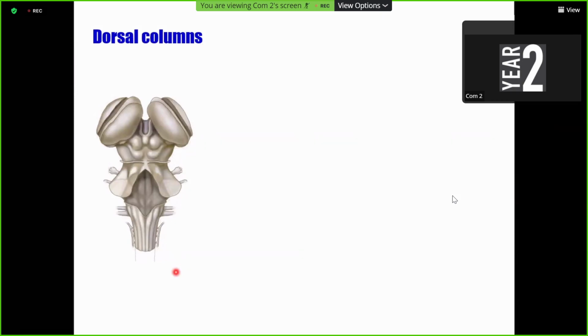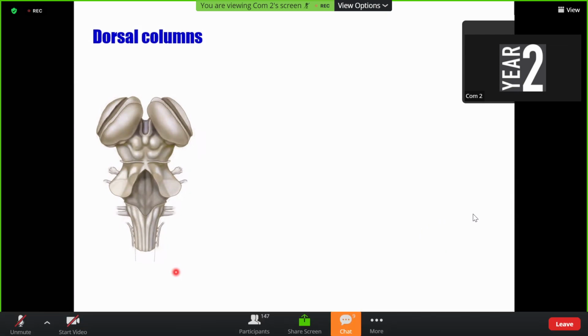What is the function of the dorsal column? Two-point touch discrimination, vibration, and conscious proprioception. Now, why is fasciculus gracilis present throughout the length of the spinal cord? Because it is taking these sensations from the coccygeal, sacral, lumbar and the lower thoracic segments. So if you are taking these sensations, the tract is located medially and it is going up. So it is present throughout the length of the spinal cord.